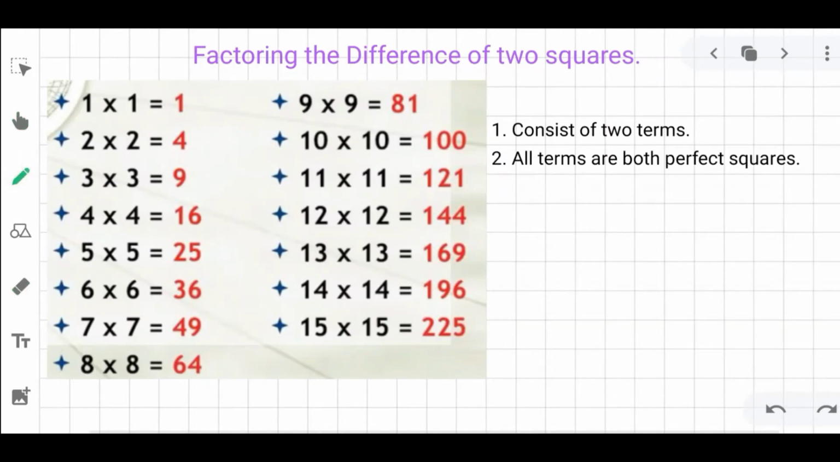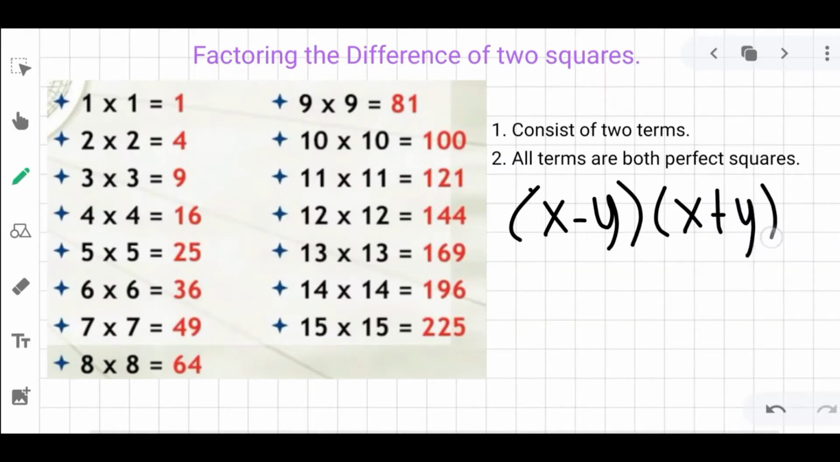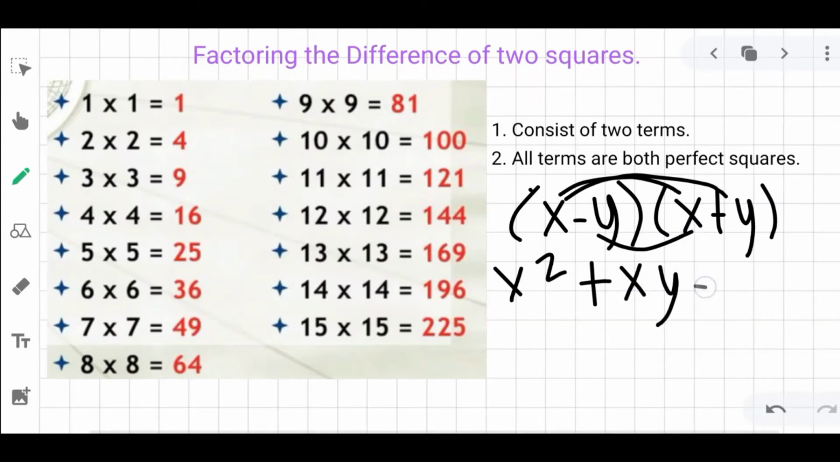So we have the factors x minus y, x plus y. And this is an example of factoring difference of two squares. So let's find the equation of these factors. x times x, x squared. x times y is xy. Negative y times x is negative xy. Negative y times y is negative y squared.